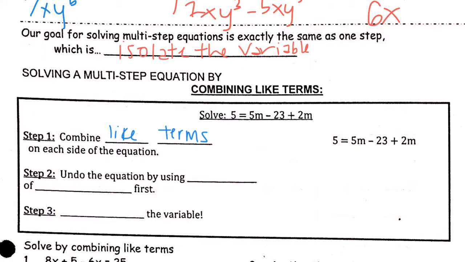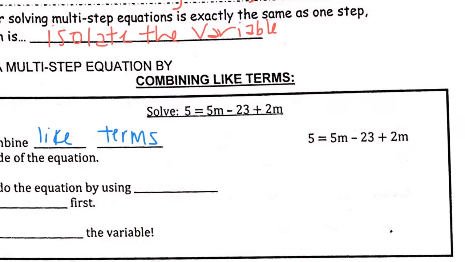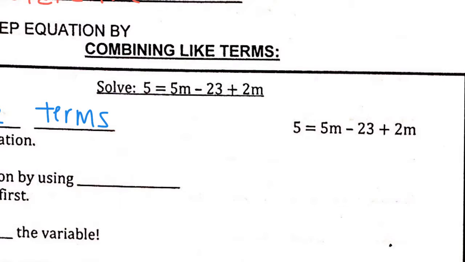So if we look at our equation over here, we have 5 is equal to 5m minus 23 plus 2m. And the first option that we have is to combine like terms. Well, our 5m and our positive 2m are like terms, so when I add those together, 5 plus 2 is going to be 7m. So I have 7m minus 23 is equal to 5.